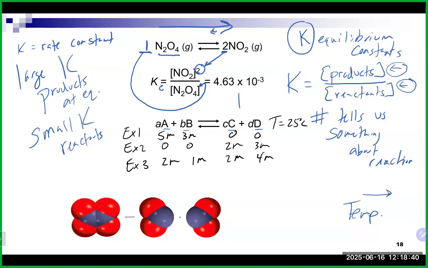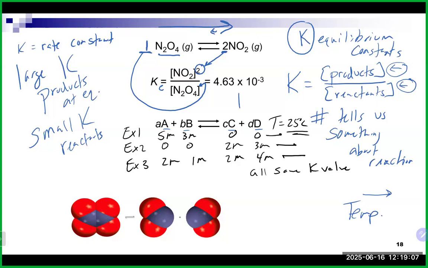Every single one of those reactions, if we did it at 25 degrees, should they have the same equilibrium constant or different? It should end up being the same, yeah? So even though you started with all reactants in this case, all products in this case, and a little bit of everybody in this case, right? They all should have the same K value as long as that temperature stays at 25 degrees for each of those experiments.